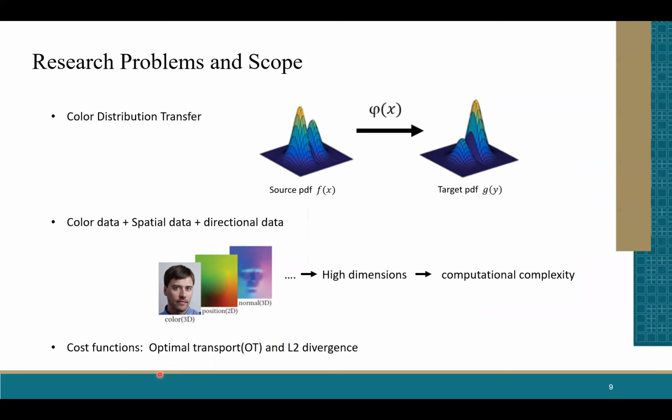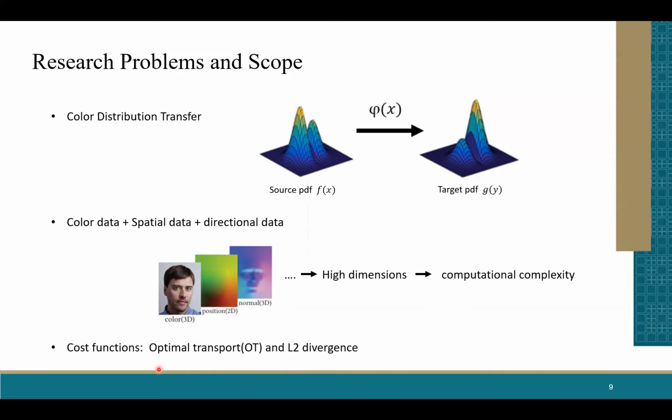Recent algorithms based on the idea of minimizing the distance between the distributions prove to be very efficient tools for a wide range of applications in machine learning and computer vision. Of particular interest is the method that is based on the optimal transport and the L2 divergence cost functions.